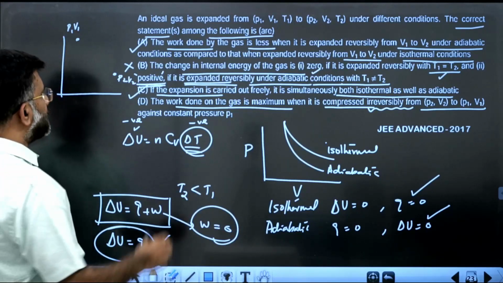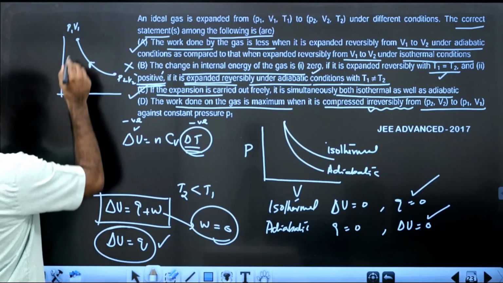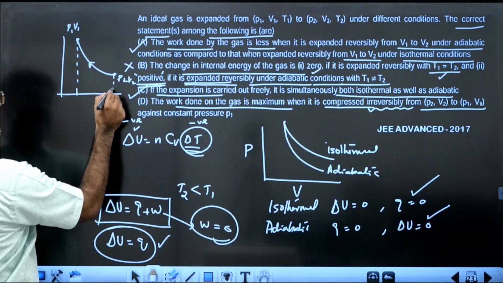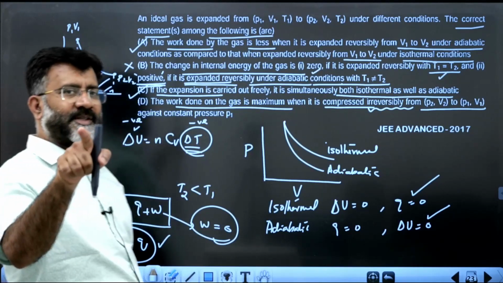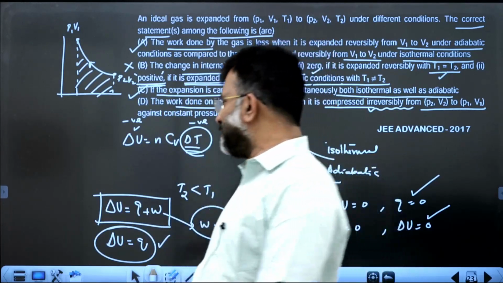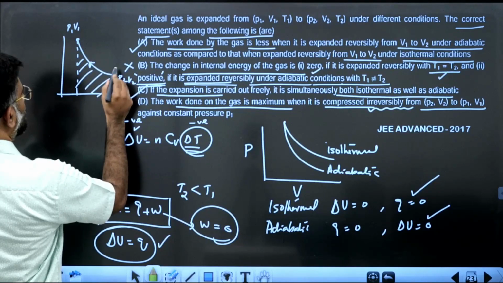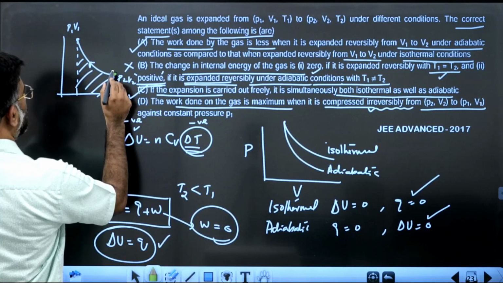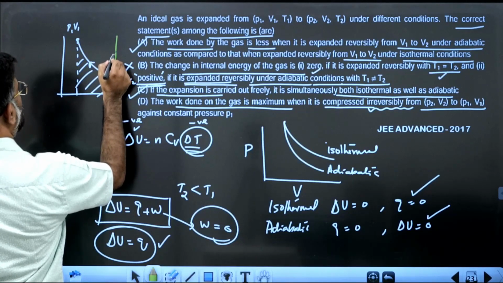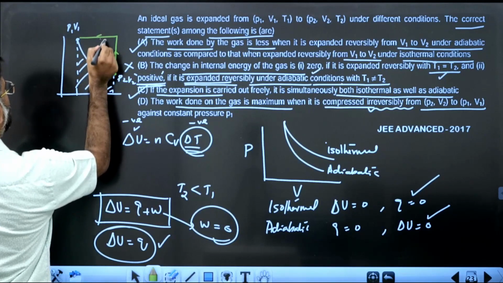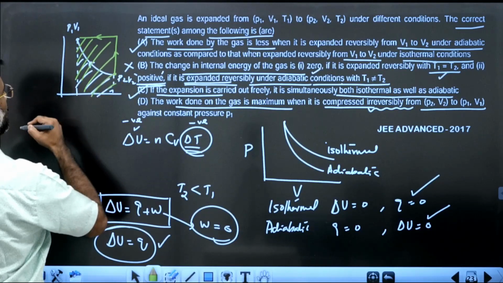Just imagine. This is reversible compression. And what is the area? That is work done. This is the area, work done, isn't it? What is the irreversible compression? Irreversible compression will be like this. There is a sudden, this is the pressure P2. There is a sudden increase in the pressure, sudden decrease in the volume. This is the irreversible work done.